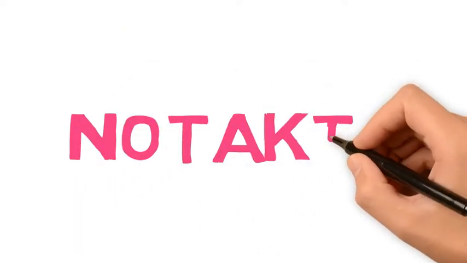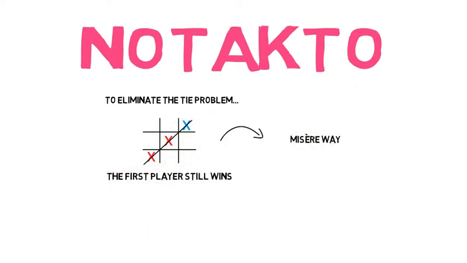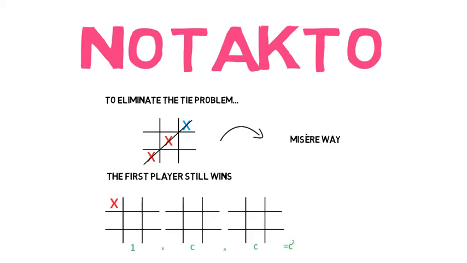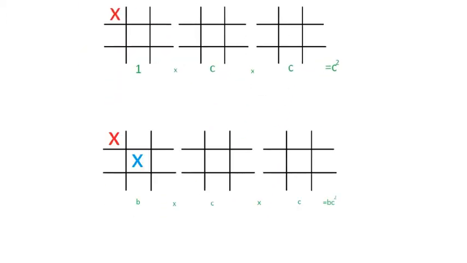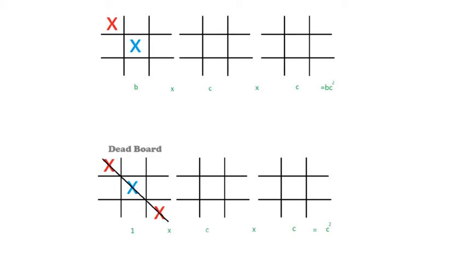First, Notakto. To eliminate the tie problem, the 2 players play with X, and the one who collects 3 in a row loses, so it is the losing form of the game. But also the first player always wins. So another modification was done: the players play on a finite number of boards, and when a board is dead, the players continue on the rest until the first player that finishes the last board loses.